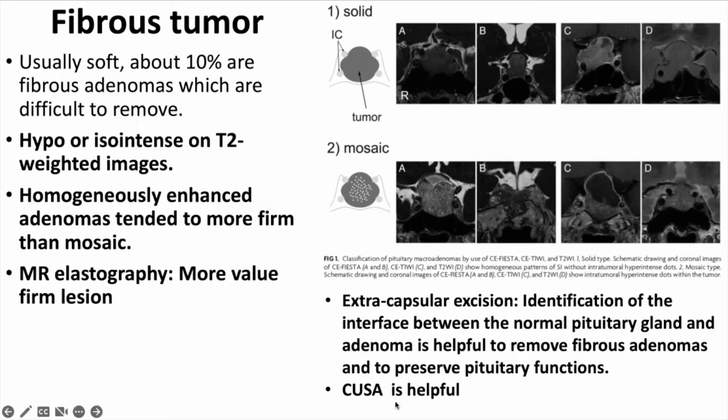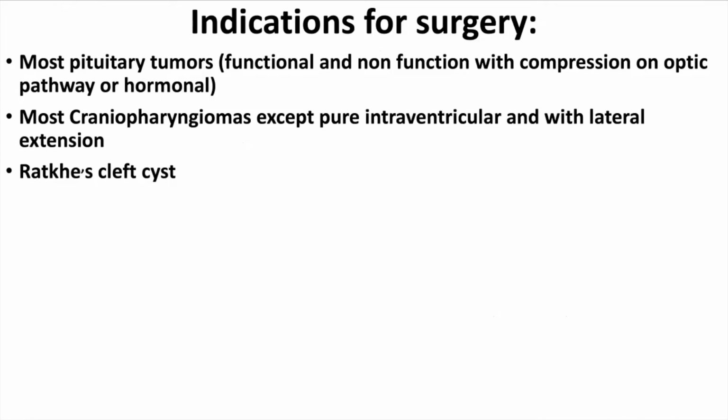Initially, you may decompress using CUSA, make the tumor size small, and then go in between the capsule and the normal gland and take out the tumor. So the indication of surgeries are most pituitary tumors, whether functional or non-functional, which are compressing onto the optic pathway, causing hormonal dysfunction. The exception is prolactinoma. Most of them can be treated without surgery.